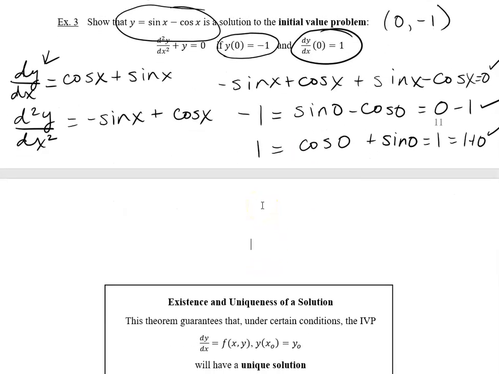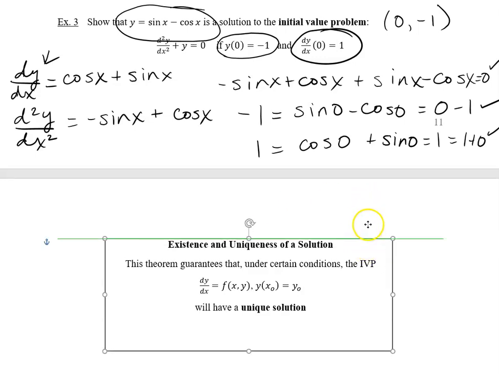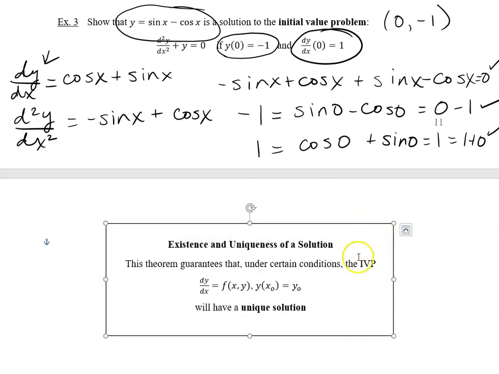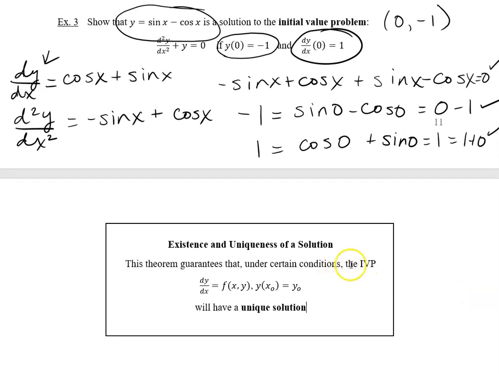Last little bit of information I want to just mention is something called the existence theorem, and there's a little bit more to it than this, but this is basically the gist of it. It guarantees that under certain conditions, the initial value problem, so like we had in the previous example, where they give us an initial condition or an ordered pair they want the solution to contain, will in fact have a unique solution. And we'll see that off and on throughout the course when we look at an initial value problem, that there's just one solution.